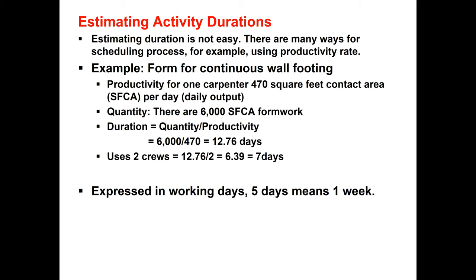So if we use two carpenters, or two members of the crew, then we can divide it by two. So it will be 6.39, or we can make a whole number. We always keep duration in whole numbers of days. So we need 7 days working time with two carpenters to finish this much work of fixing 6,000 square foot contact area for the continuous wall footing.